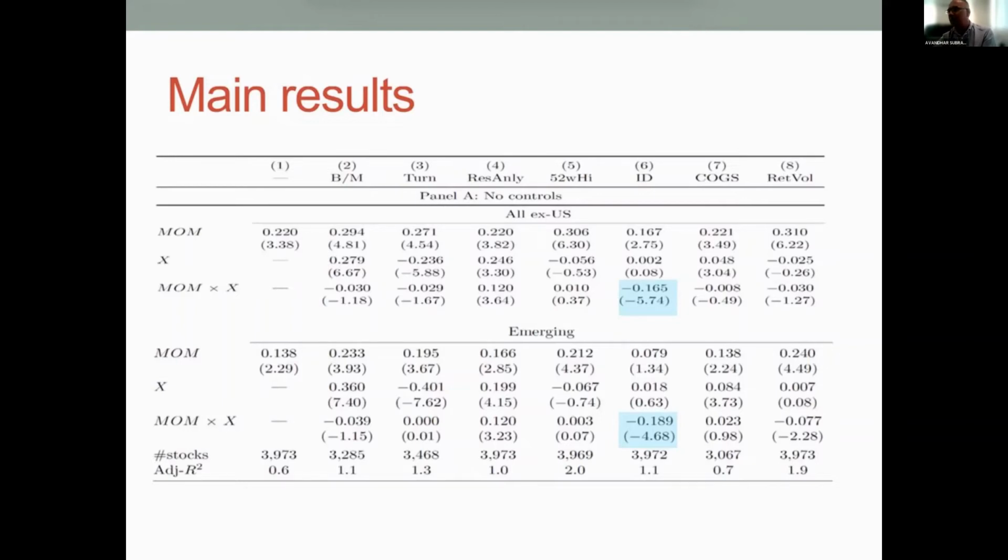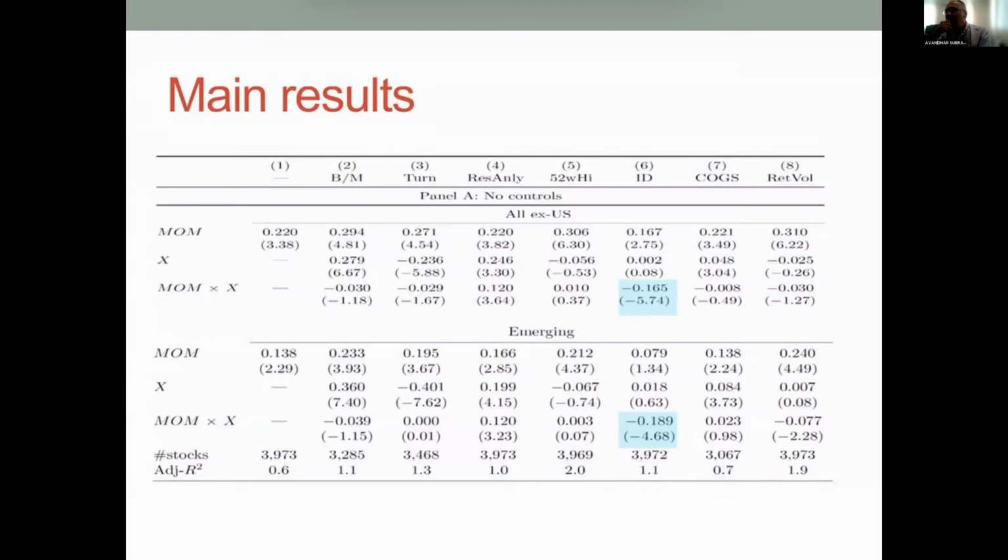Now, what are these proxies? If you see the very first row, the book to market ratio, turnover, analyst following, 52-week high, the frog in the pan ID variable, the cost of goods sold, and another proxy for real options that is suggested by the authors, which is simply return volatility. When there's more return volatility, it suggests more investment opportunities, more risk, and greater return. That's the general idea. Of these proxies that we have here, the most robust variable is in fact ID. It is the most significant. We'll have more to say about that.